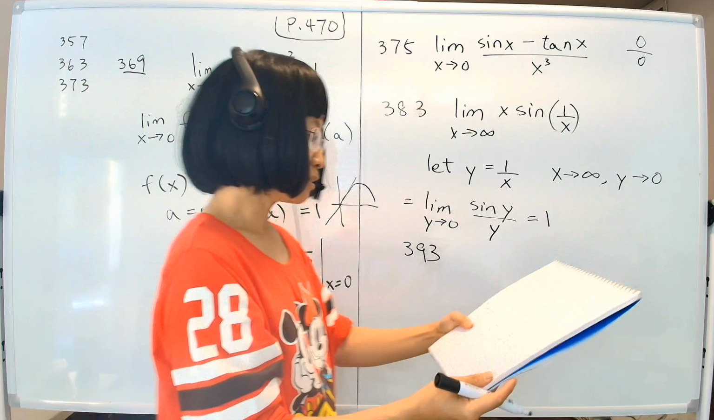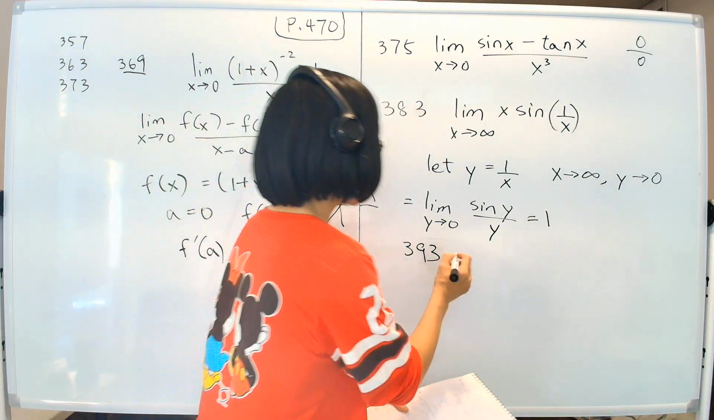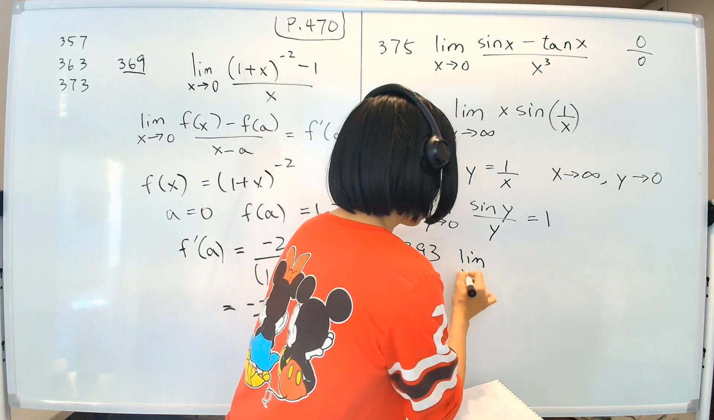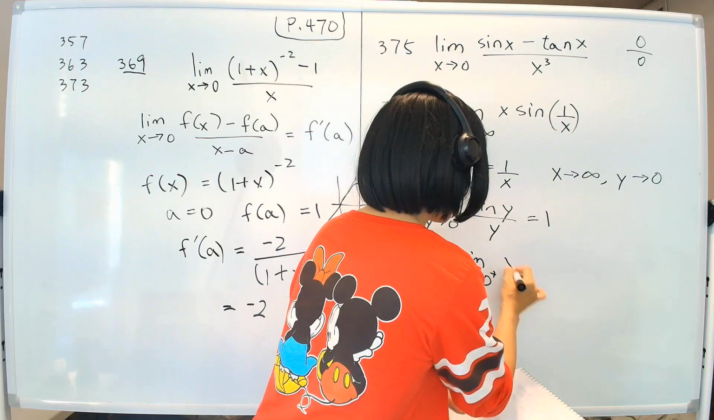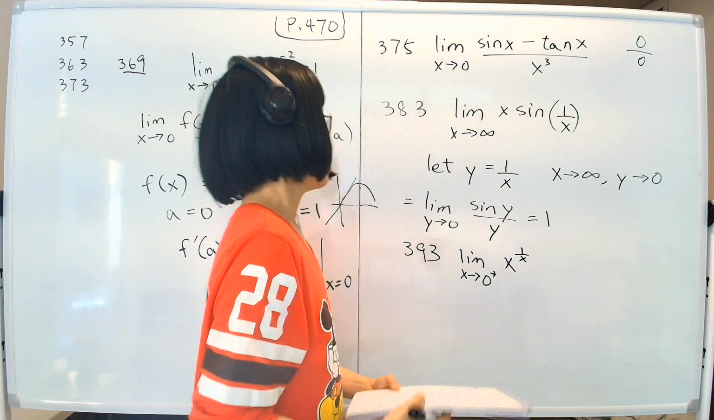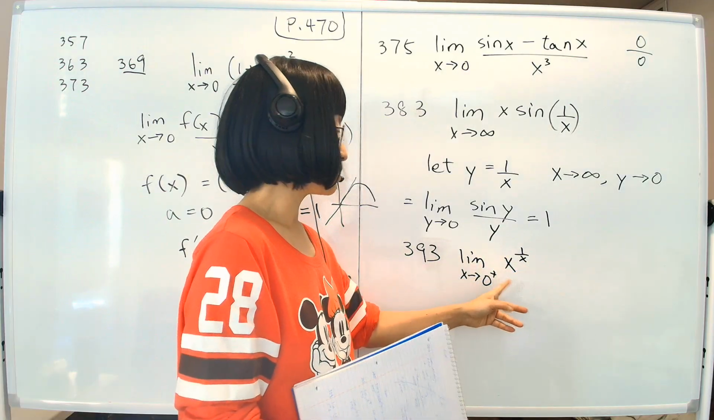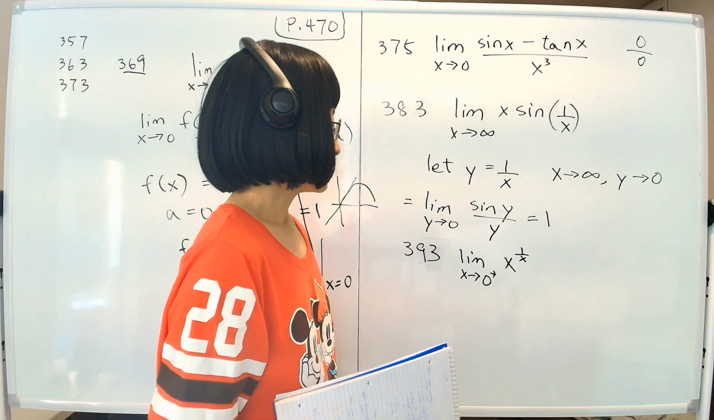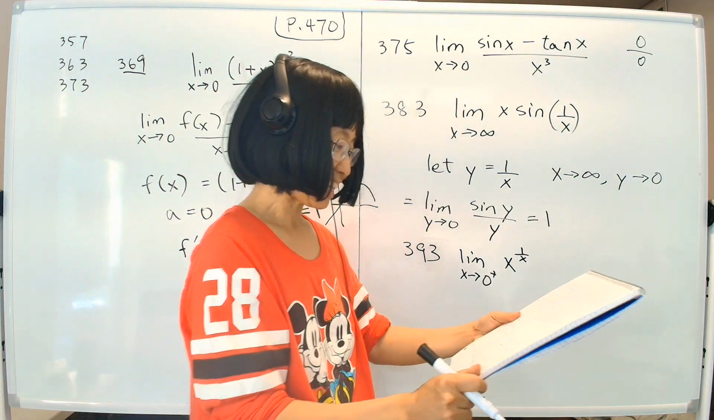Next, let's consider problem 393, which looks quite intimidating. We're supposed to figure out the limit as x approaches 0 from the positive side of x to the power 1 over x. Now as x goes to 0, 1 over x is infinity. That's like 0 to the infinity. What is that? You look at it and you're all puzzled, right?